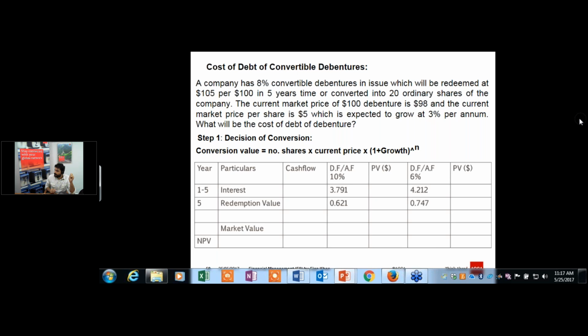What value will he get upon converting the debenture into 20 shares after 5 years? What value of shares is he going to get? It's $116. Okay, thank you, Aisha. $116. So the investor will have two options: to get shares worth $116, or get cash equal to $105.